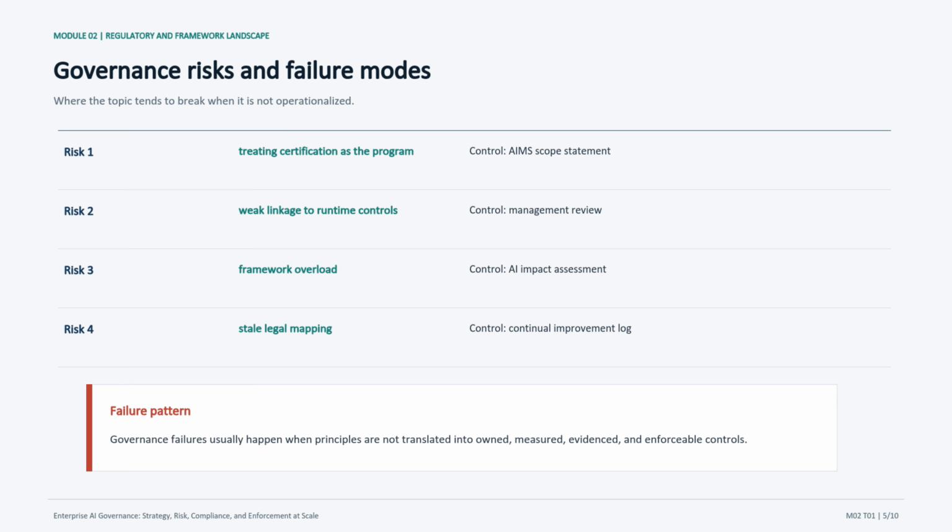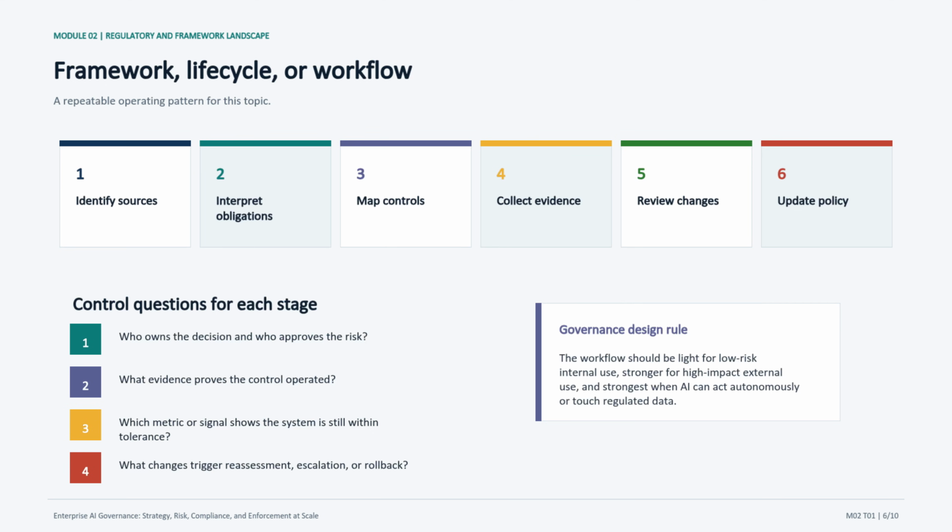For this topic, the control pattern includes an AIMS scope statement, management review, and AI impact assessment. A useful classroom prompt is, if this failure happened next quarter, who would notice it? What evidence would prove it? And what decision would the organization make next? The big takeaway is that principles must become owned, measured, evidenced, and enforceable controls. That sets up the workflow on the next slide. This slide gives learners an operating pattern.